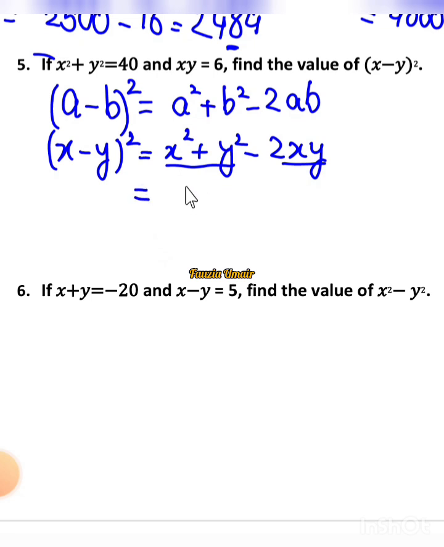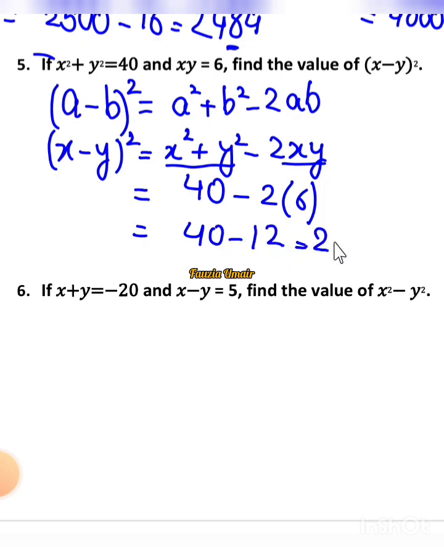So x square plus y square is equal to 40. So 40 minus 2 into xy, which is 6. So basically this is 40 minus 12. So 40 minus 12 is 28. So this is your answer. So these types of questions are basically evaluation questions, where you can reach the answer. It is not a simplified version, but it is the calculated form. So that's why we say that these kinds of questions are evaluation questions.